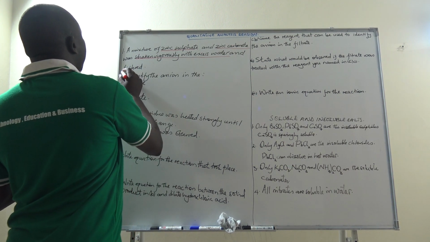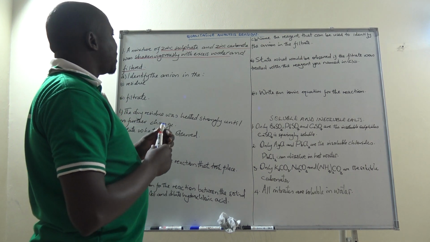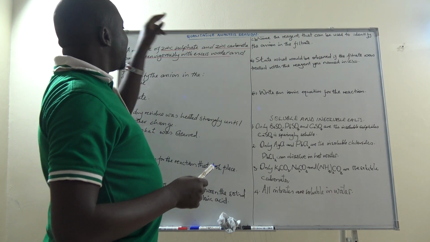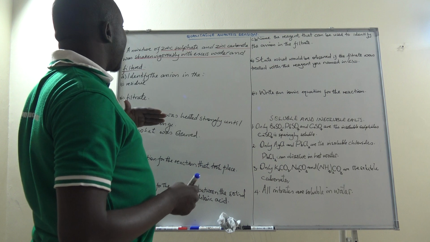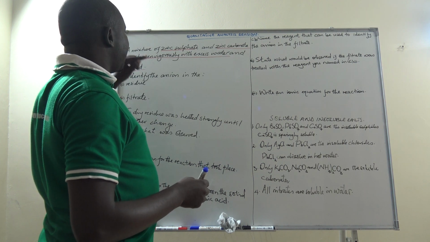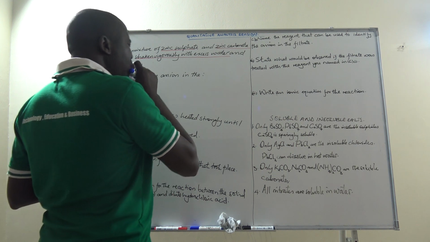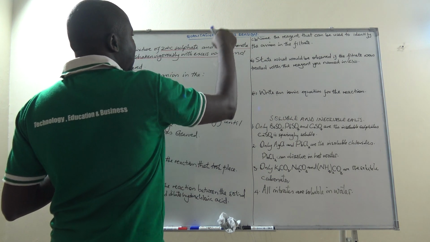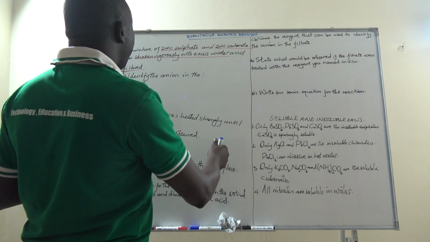So I say that the process of shaking with water is to make the soluble component of this mixture dissolve, and it should leave behind the insoluble component as a solid. So when you filter, in the filtrate you'll have the soluble component of that mixture, while in the residue you'll have the insoluble component. So let us try to analyze them from here.